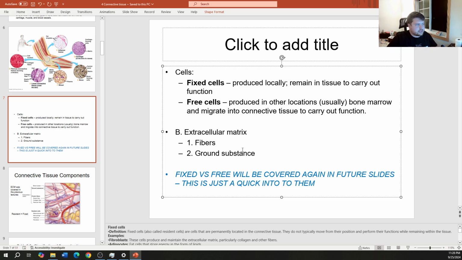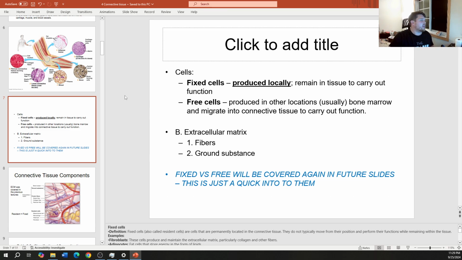Just as their names say, fixed cells are fixed in the tissue. They stay within the tissue to carry out the specific functions. Free cells, they're produced there and they stay there. So they're produced locally. That's the big point. They stay in the tissue.